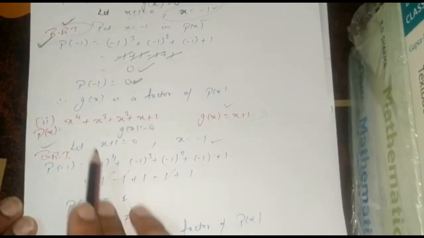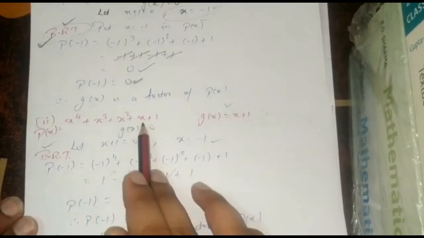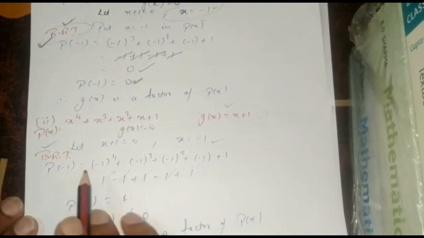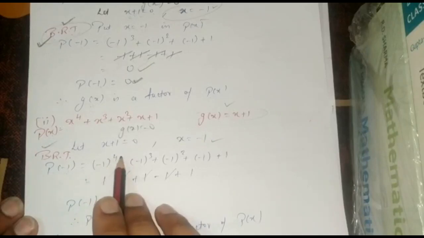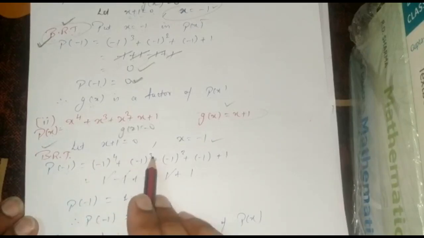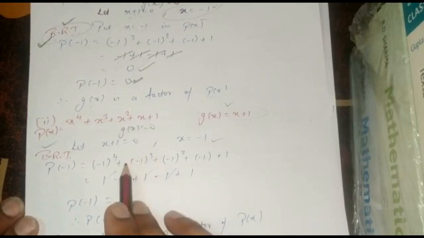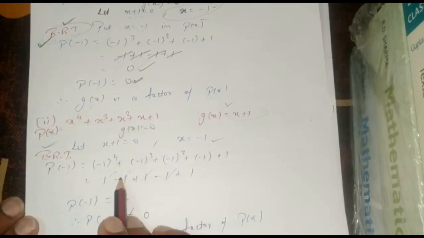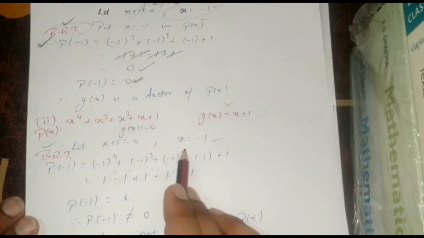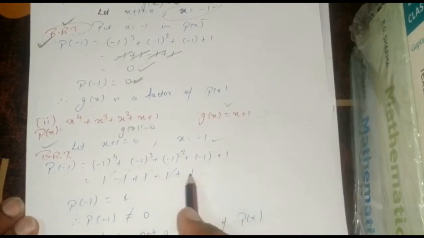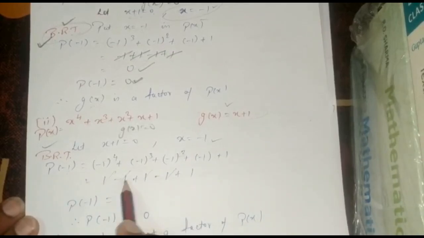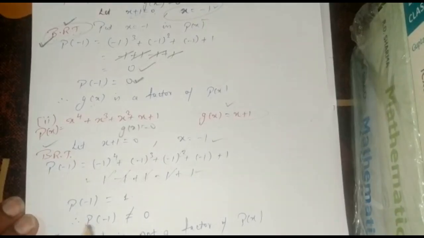So p of minus 1 will be equal to (minus 1) to the power 4 plus (minus 1) cube plus (minus 1) square plus (minus 1) and then plus 1. When the power is even for a negative number, it gives a positive answer. So positive 1. Negative with odd power, again a negative answer. Power is even, negative number, positive answer. Plus into minus is minus, and plus 1 as it is. Plus 1 minus 1 cancel out, plus 1 minus 1 cancel out, and it gives what? Plus 1.